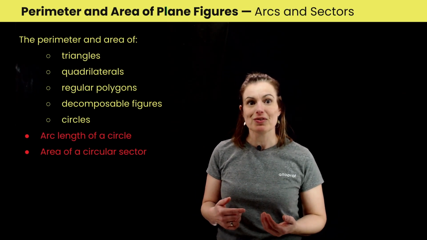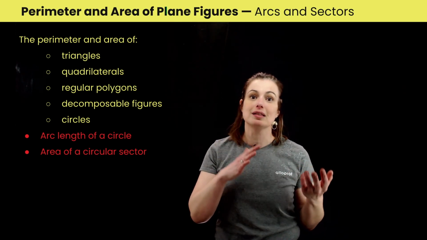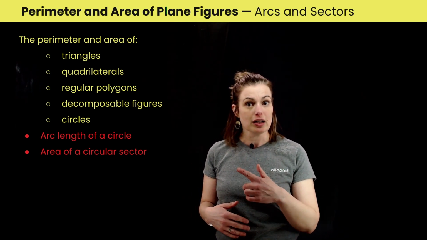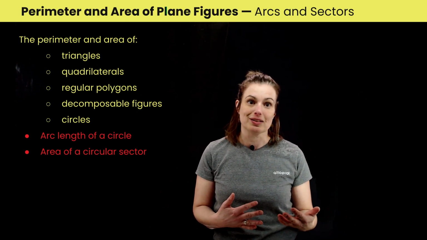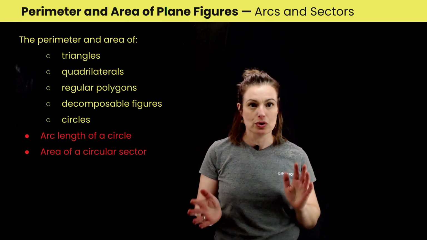You might remember from the first video that we looked at the perimeter and area of triangles, quadrilaterals, regular polygons, decomposable figures, and circles. So in this video, we're going to be looking at arc length of a circle and the area of a circular sector. The video is really more aimed at cycle 1, so secondary 1 or 2 students.